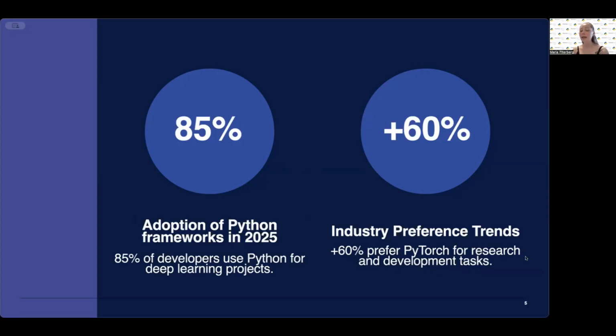On the right, we can see another interesting trend. Over 60% of professionals prefer PyTorch for research. This shift highlights how PyTorch has become the framework of choice for experimentation and innovation, especially in academia. So while Python continues to lead the field overall, it seems like PyTorch is leading the innovation curve, bridging the gap between research and production faster than ever before.